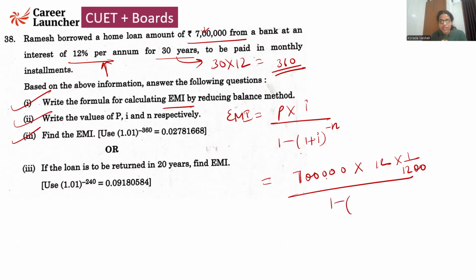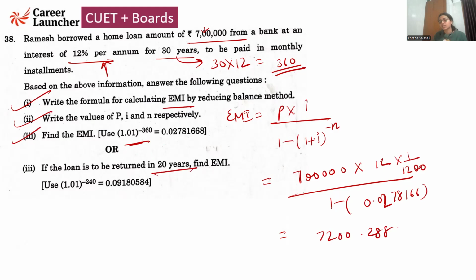So this is 1 minus, I'm not writing down the value, I'm just substituting this value over here, which is 0.0278, this whole value. And if you just solve this down, you will get something around 7,200 in the first case.